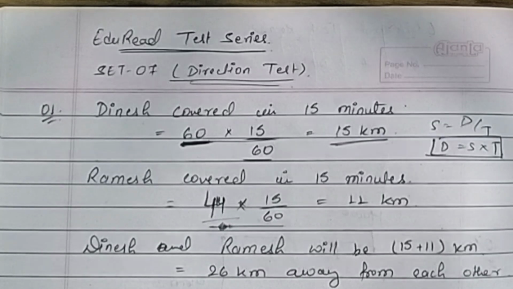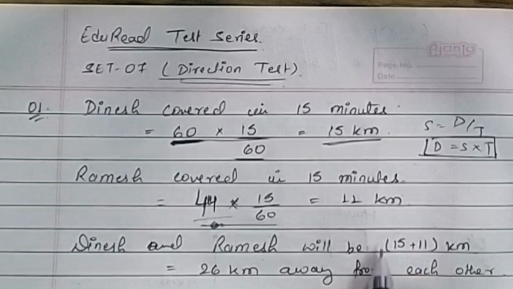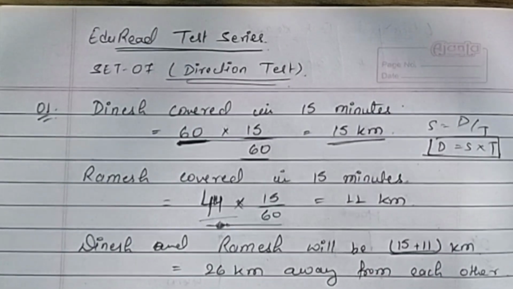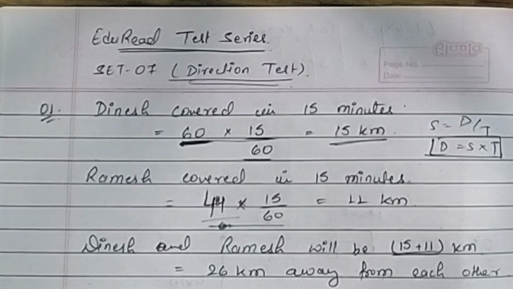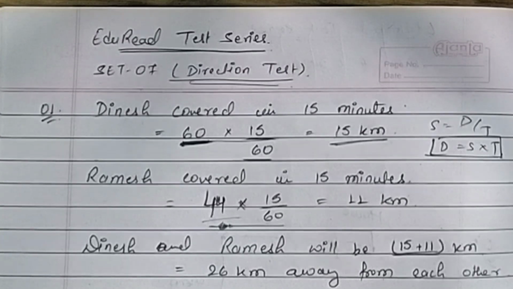Now the distance between them will be the addition of the distances they have covered, which gives the distance between them after 15 minutes. So if we add 15 and 11 then we will get 26 and we can say that 26 kilometers away they are from each other.